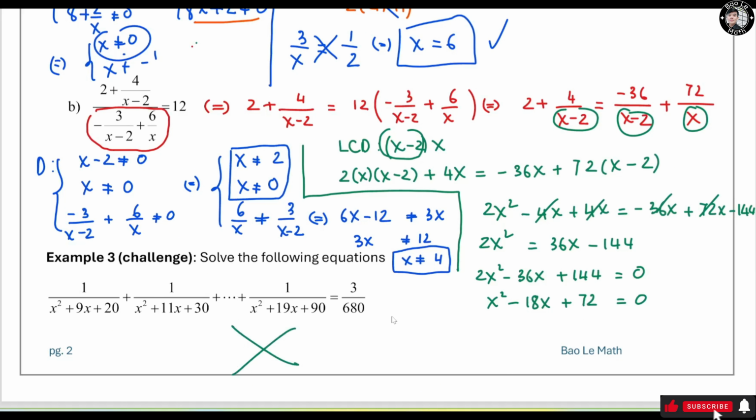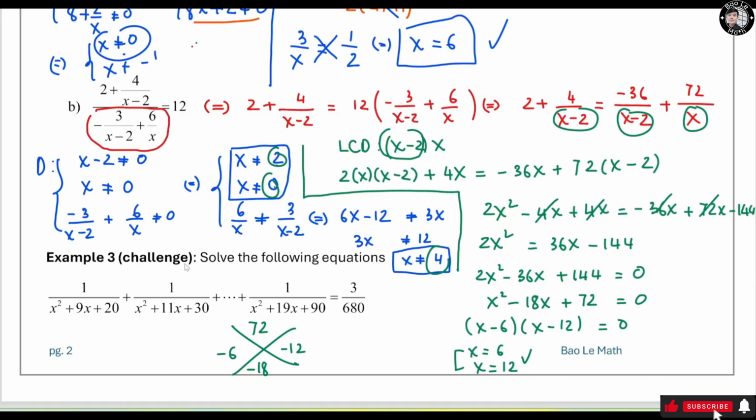So we need to find two numbers that multiply to 72 and add up to negative 18, right? Which is negative 6 and negative 12, right? So this guy turns out to be s minus 6 times s minus 12 equals 0, right? So each of these must be equal to 0, right? s equals 6 and s equals 12, right? Now we're going to check these two solutions right here with the domain 2, 0, and 4. These guys satisfy, right? So these guys are solutions to the equation and no extraneous solutions, right?